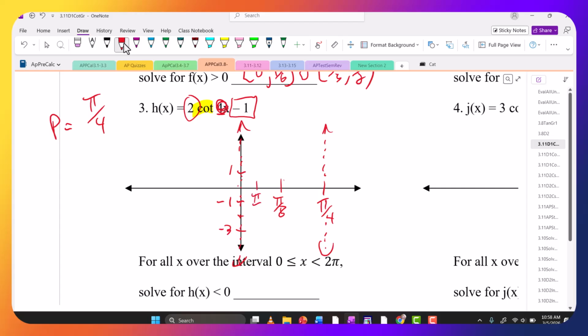Oh, these are going to be in the way. Oh, well. 1 pi over 16, 2 pi over 16, 3 pi over 16. I do have to put that up here. They're going to be in the way of this graph. 4 pi over 16.